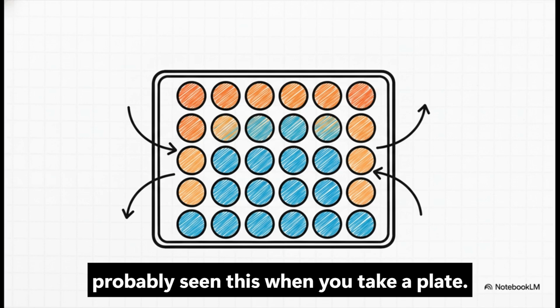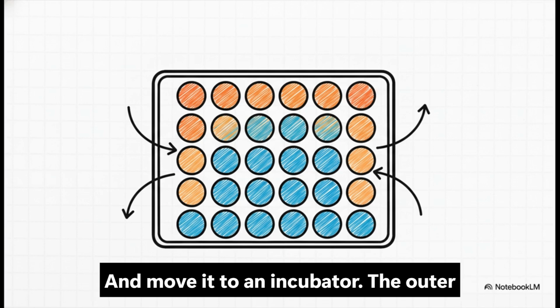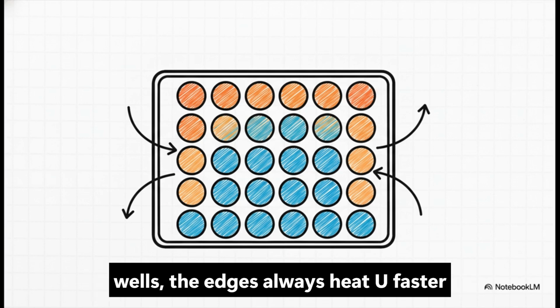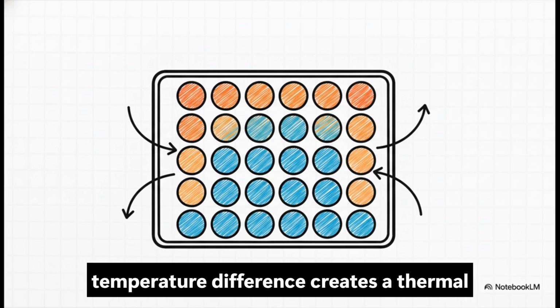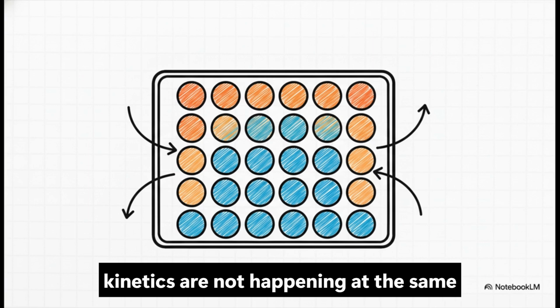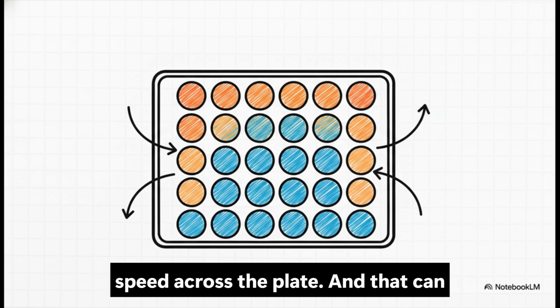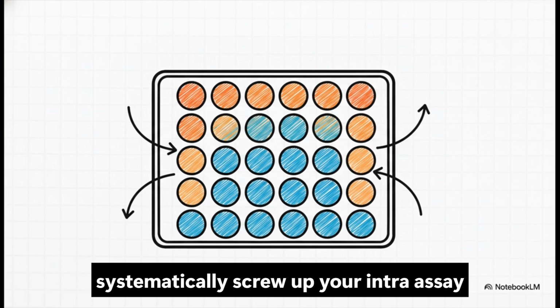You've probably seen this. When you take a plate and move it to an incubator, the outer wells, the edges, always heat up faster than the wells in the middle. That temperature difference creates a thermal gradient, which means the binding kinetics are not happening at the same speed across the plate. And that can systematically screw up your intra-assay percent CV.